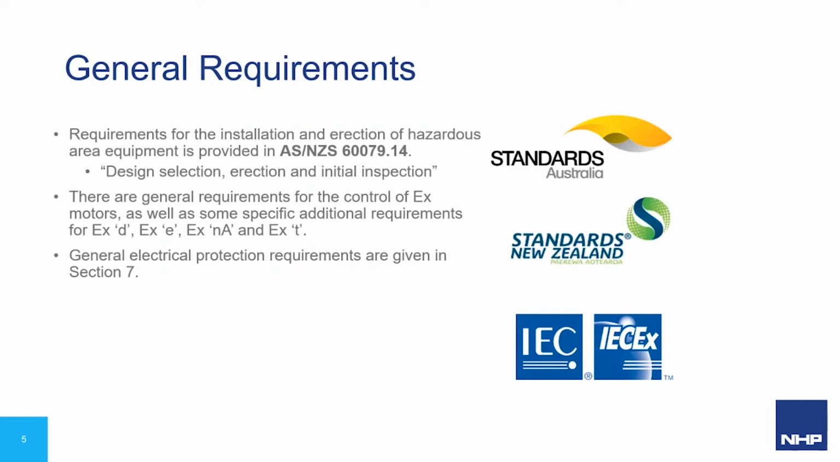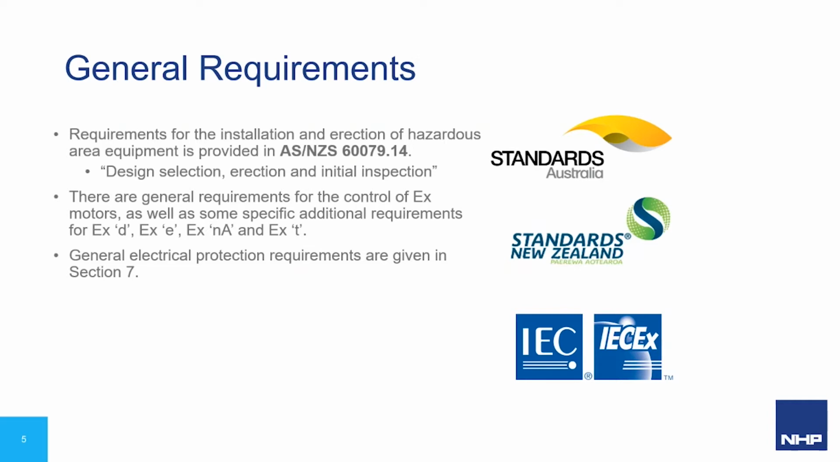Now, the general electrical protection requirements that need to be followed are given in section 7 of the Design, Selection, Erection and Initial Inspection Standard, which was AS/NZS 60079.14. And again, this details all the requirements for installing hazardous area equipment and points to other standards when required. Now, the purpose of all of these requirements is to ensure that the surface temperature of the motor is not exceeded. And if the surface temperature is exceeded past the T class of the equipment and temperature rating of the material within the environment, this could cause the atmosphere to ignite and an explosion to occur.